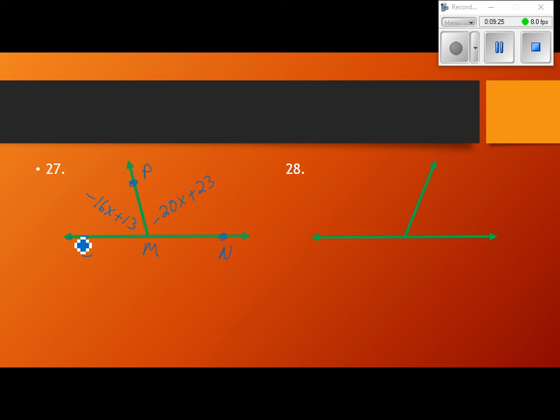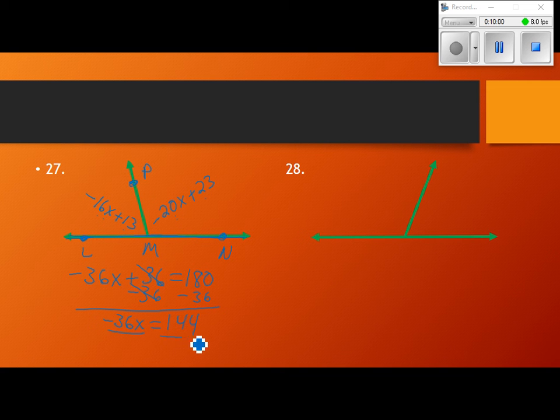Well, we know that angle LMN here is a straight angle, so it's 180 degrees. So this angle plus this angle should add up to be 180. Again, I'm going to go ahead and collect my like terms when I put these together. That gives me a negative 36 x's. 13 and 23 give me 36, and we know that that should equal 180. Subtract 36 on both sides. Those cancel, you're left with negative 36x equals 144.